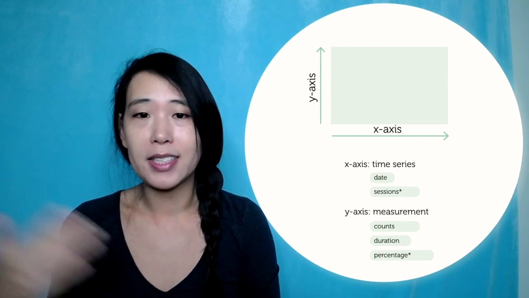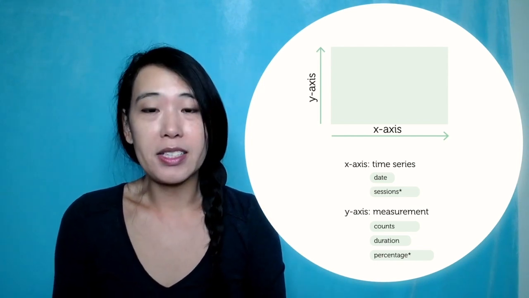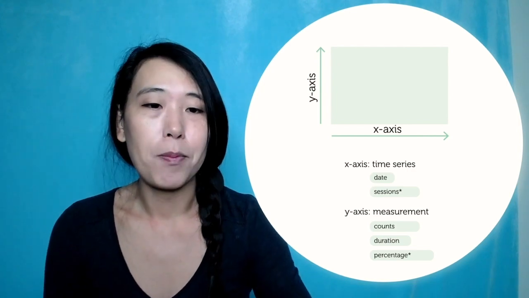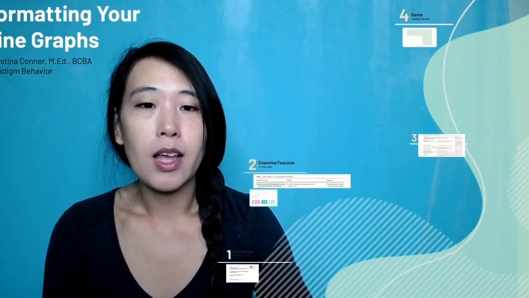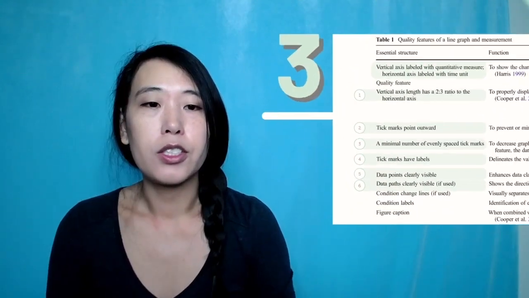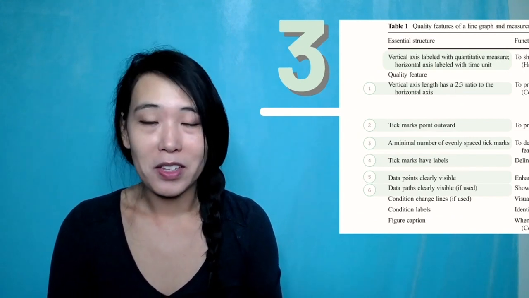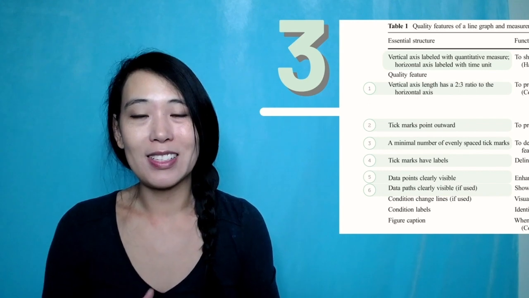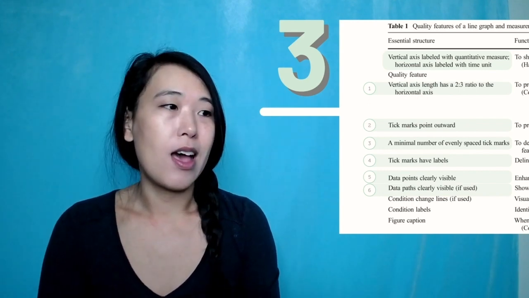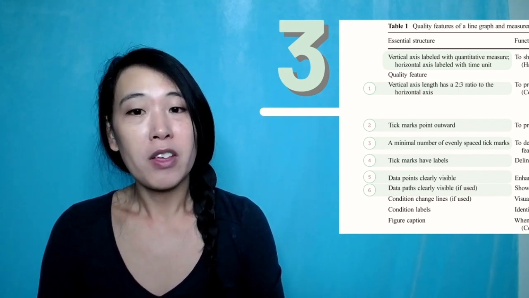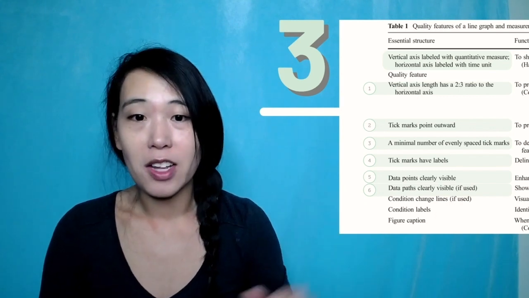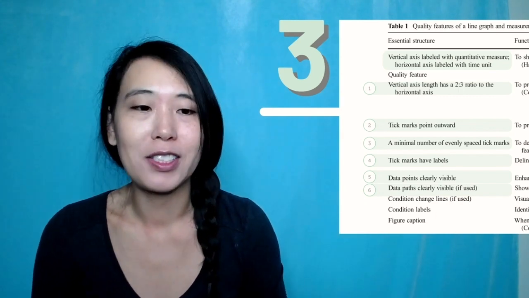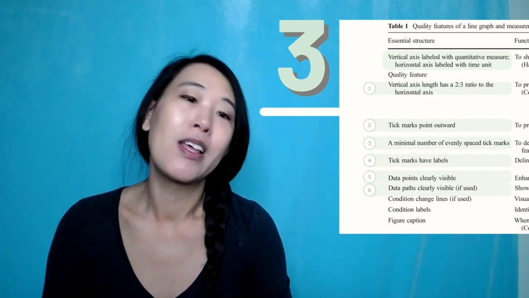And then with your y-axis, you've got your behavior. Whatever it is that you're measuring, you have counts, duration, whatever it might be. And then after the essential features, he talks about these quality features, okay? I'm not going to get into all of them. I just want to get into formatting them. And I think phase changes, the conditional change lines, are really great, but that's just another conversation to have maybe outside of this video.